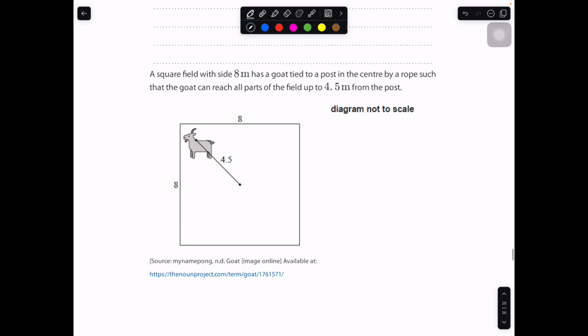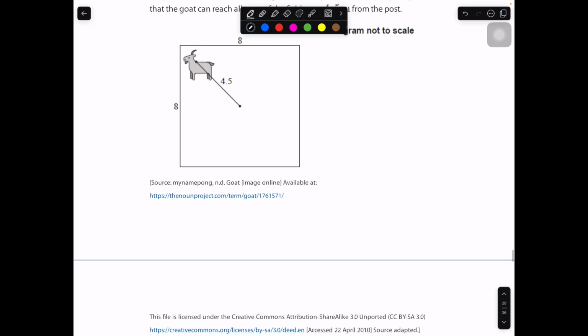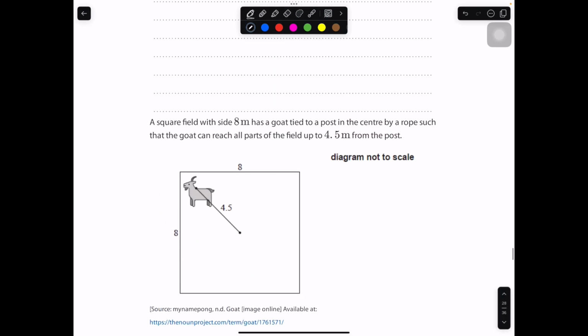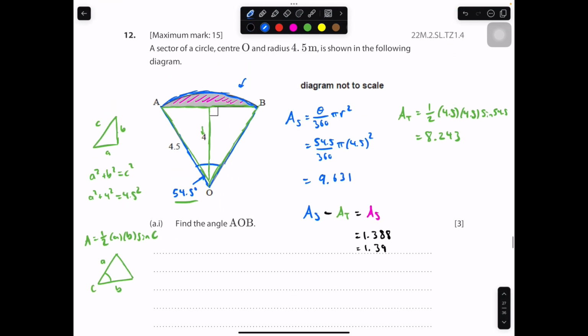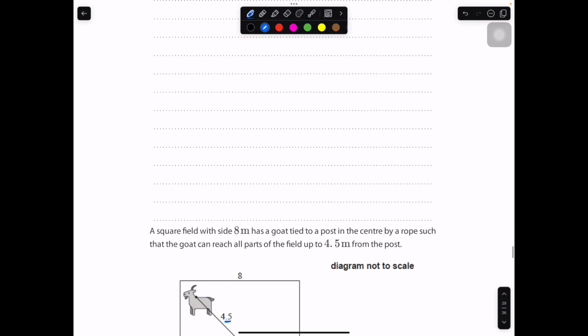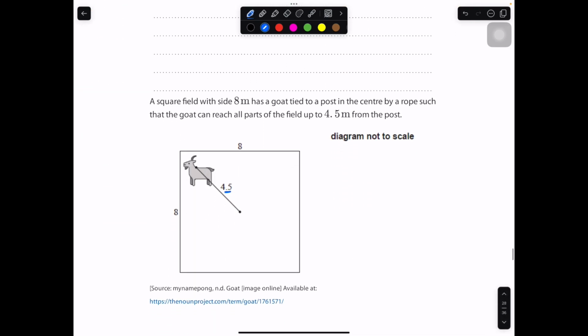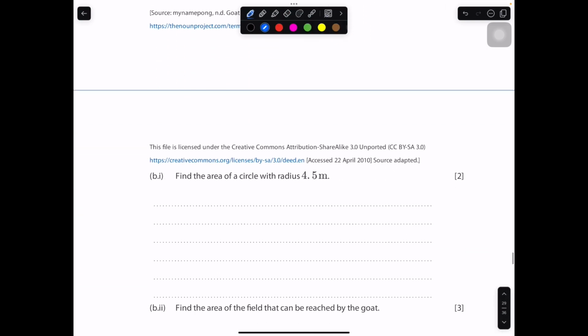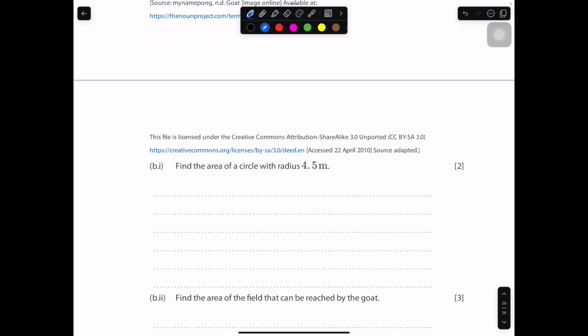A square field with side 8 meters has a goat tied to a post in the center by a rope, such that the goat can reach all parts of the field up to 4.5 meters from the post. That's interesting. So 4.5 meters, of course, matches this 4.5 meters. It's a paper 2 question, so we often have to go back to earlier parts of the question. Find the area of a circle with radius 4.5 meters.